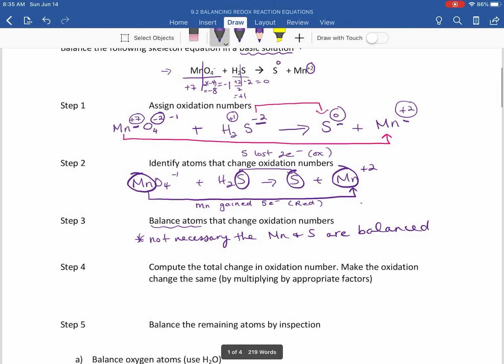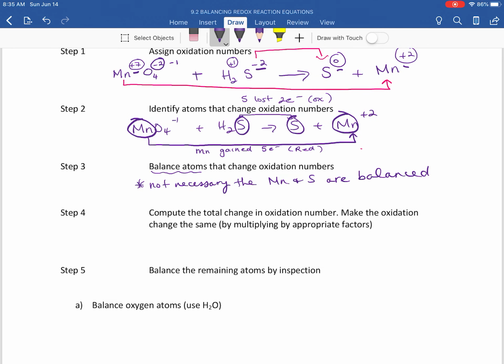Now we've got to figure out the change in oxidation number, and we've got to make it balanced. Pretty much what that's saying is we've got to make the number of electrons gained equal the number of electrons lost. So we're balancing redox. We're balancing electrons gained and electrons lost. So, more math skills. We lost 2, we gained 5. How are we going to make it equal? Well, this is like a common multiple. Ultimately, we've got to make them equal. So I guess the common multiple would be 10.